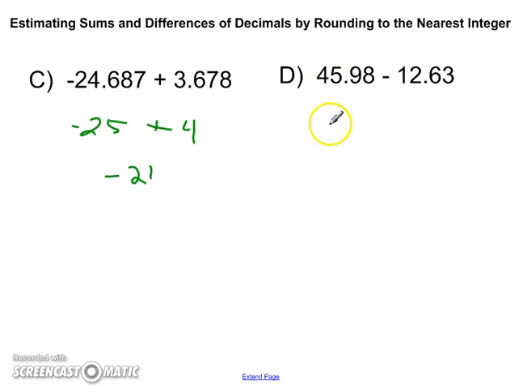Negative 45 and 9/800ths, well, that's basically negative 46. And over here we basically have 13, again rounding to the nearest whole. 6 minus 3 is 3. 4 minus 1 is 3. So my answer to this problem up here should be around 33. If it's not, I've got an issue. I need to go back and figure out why.